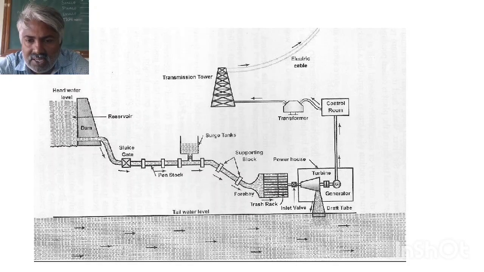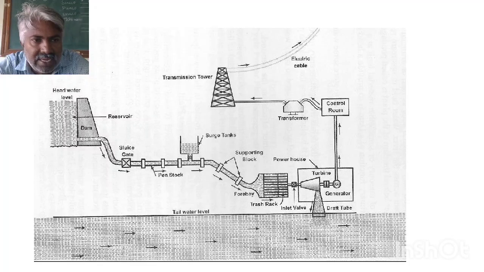When the water, after hitting the turbine, comes out, it will come out through the draft tube. Why it is called a draft tube means it is expanding in nature. So high pressure water will come out from the turbine. It will be expanded and pressure will be reduced, and that draft tube will be connected to the tail water level.